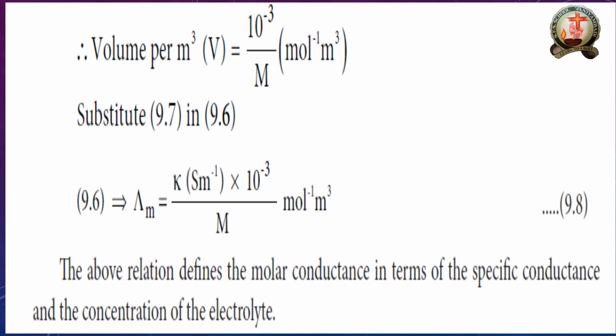The unit is Siemens per meter, for a 10 to the power minus 3 molar solution, and I am introducing here the conductance in Siemens meter square per mole. The above relationship is defined as the molar conductance in terms of the specific conductance at a certain concentration of the electrolyte.